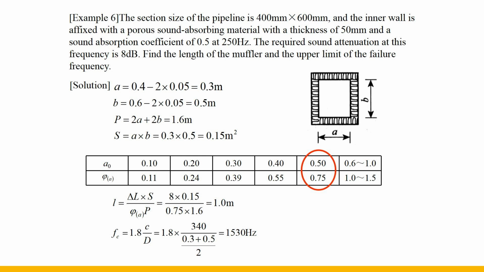According to the sound absorption coefficient of 0.5, the sound elimination coefficient is 0.75. Substitute into Formula 1 to get the effective length of the muffler, 1 meter. Substitute into Formula 2 to get the upper limit failure frequency of 1530 Hz. This example is only for the calculation of the size of the muffler.